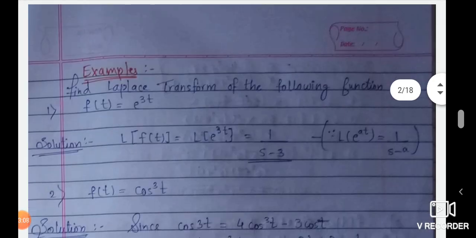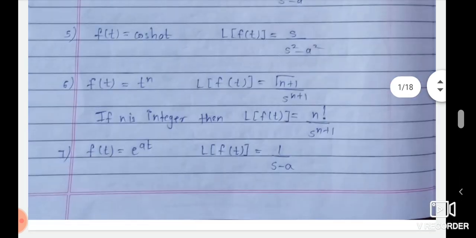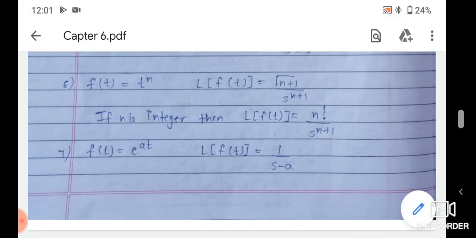So let us see the examples. First one, find the Laplace transform of the following functions. First one is e raised to 3t. So just go and check the formulas. See, here you are having, if f of t is e raised to at, then what is the Laplace transform? 1 upon s minus a.